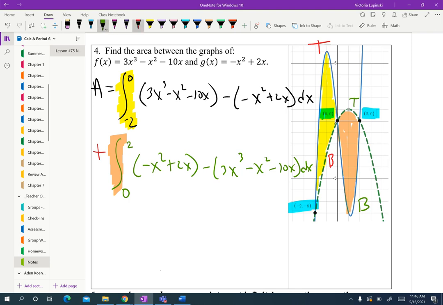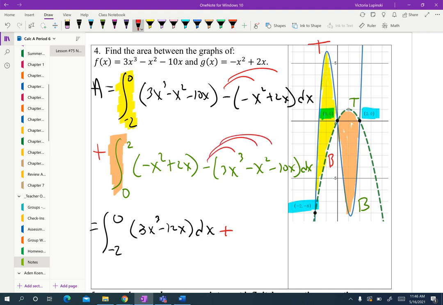Before you integrate, you're going to simplify each piece. If I simplify the yellow region, from negative 2 to 0, distribute the minus and combine like terms, it turns out to be a nice simple 3x cubed minus 12x dx. Then if I simplify the second piece by distributing the minus, I'm going to wind up with an integration from 0 to 2 of negative 3x cubed plus 12x dx.